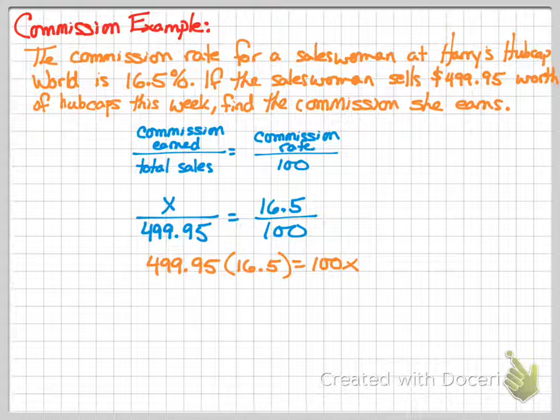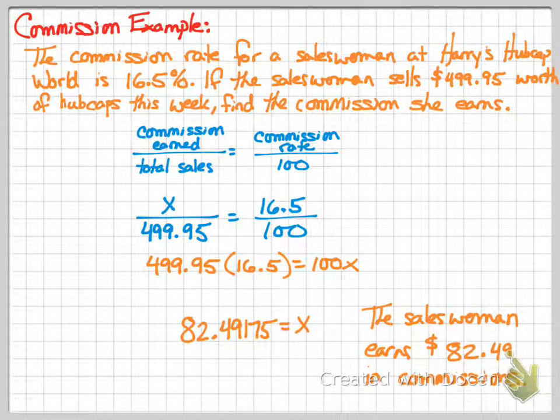When we do the math, we cross multiply, get the cross products. We find that 82.49175 equals x. So the saleswoman earns a rounded version of that, $82.49 in commissions. So that was the part of the whole amount of sales based on 16.5% being the part.